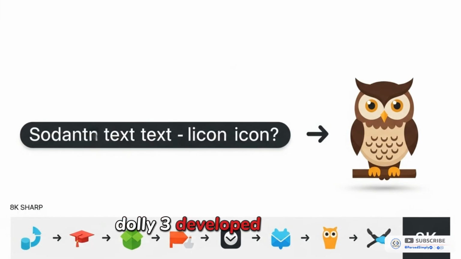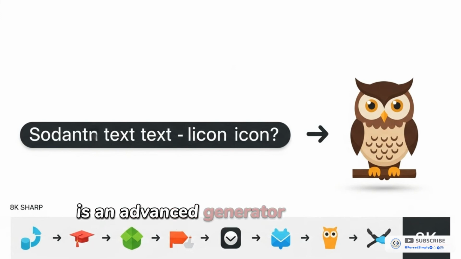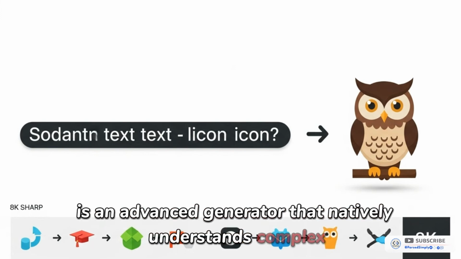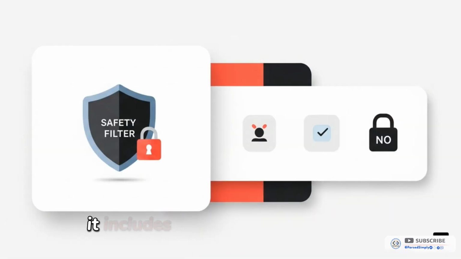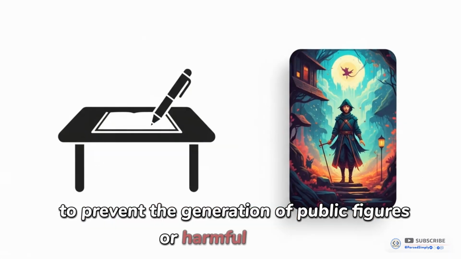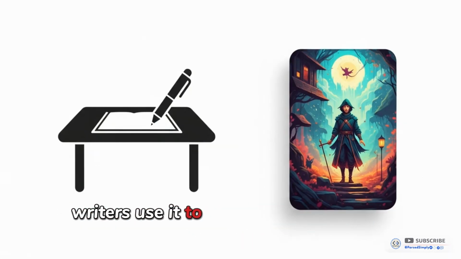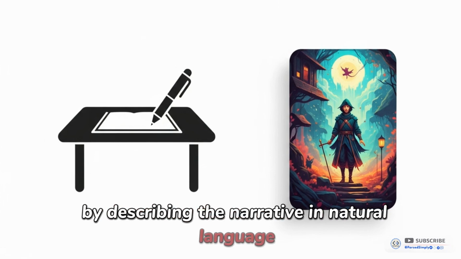DALL-E 3, developed by OpenAI, is an advanced generator that natively understands complex descriptive prompts through its integration with ChatGPT. It includes built-in safety mitigations to prevent the generation of public figures or harmful content. Writers use it to visualize intricate story scenes by describing the narrative in natural language.